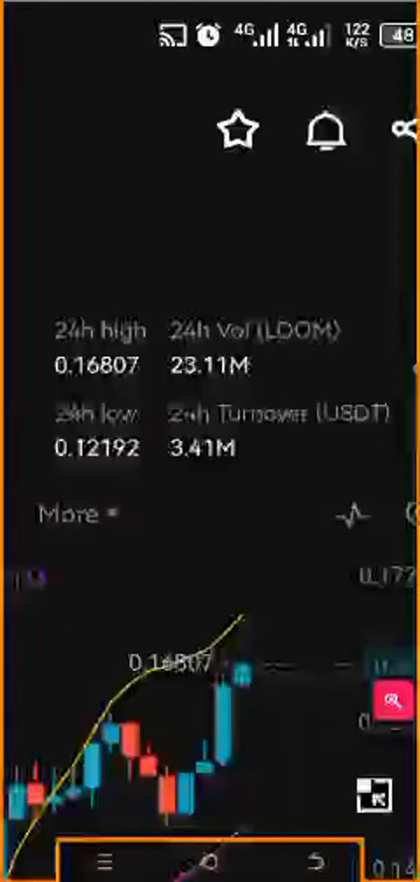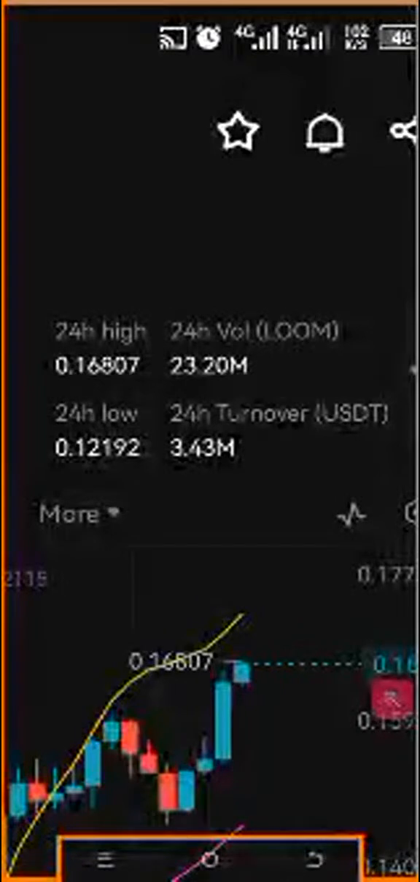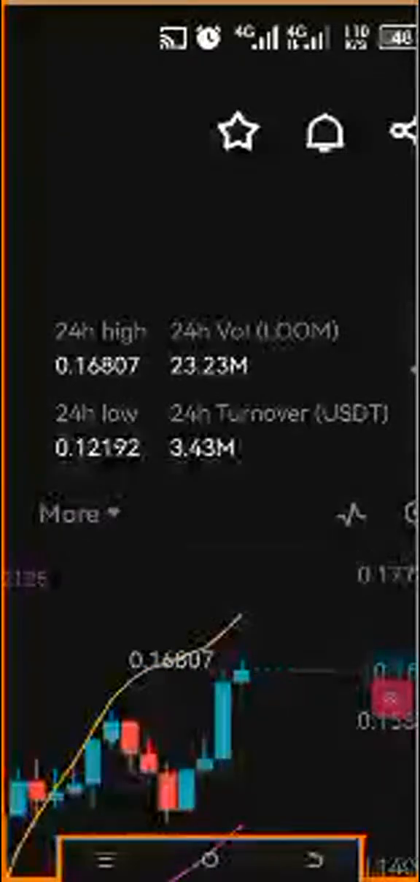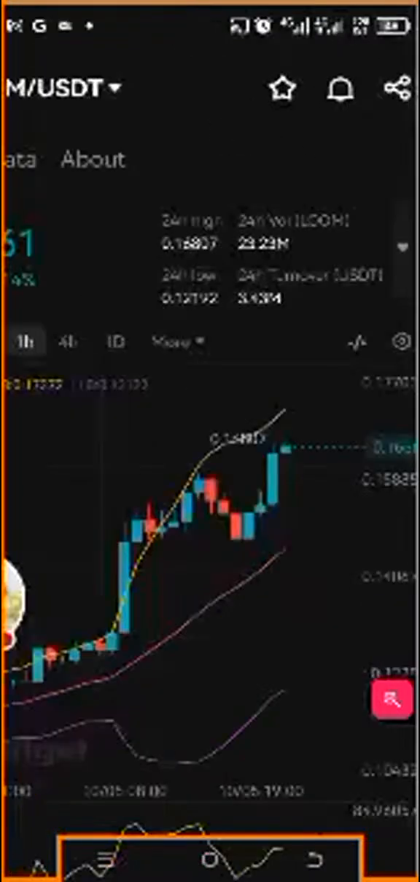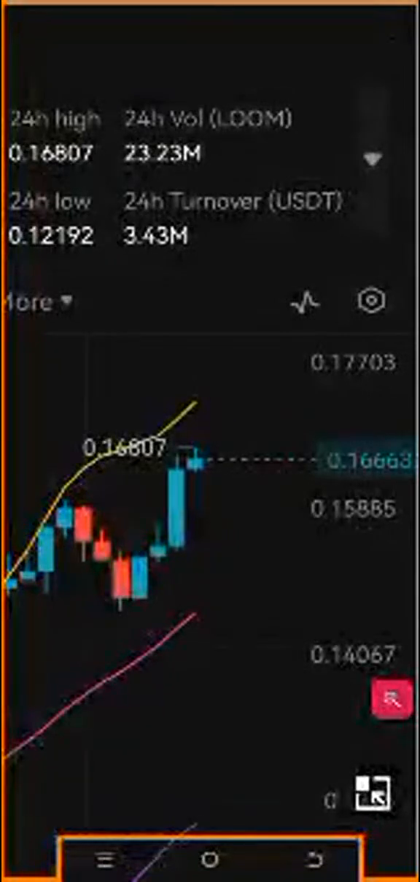But let's go. Okay, say the volume 3.4. Not bad. 3.4 million. It's small, but it's not bad. I mean, in some cases you see less than 3 million, right? So it's something we can look at. The 24-hour high was 1680, while the 24-hour low was 1219. Okay, let's go and see. This looks good. It looks juicy, but I'm scared that this is going to change any moment from now.